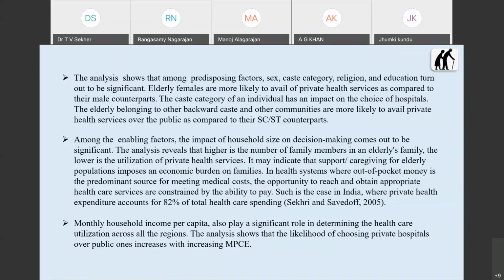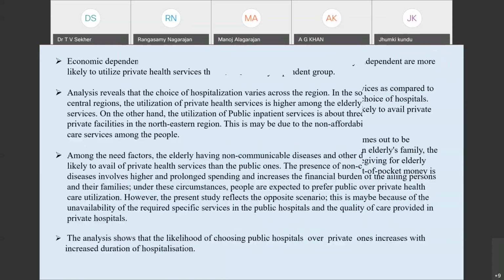Monthly household income per capita also plays a significant role in determining healthcare utilization across all the regions. The analysis reveals that the likelihood of choosing private hospitals over public ones increases with increasing monthly per capita expenditure. Economic dependence also determines the choice of healthcare utilization. Economically independent elderly people are more likely to utilize private healthcare services than public health facilities.